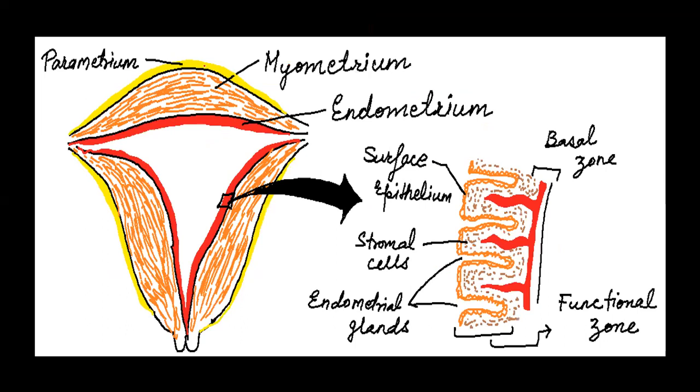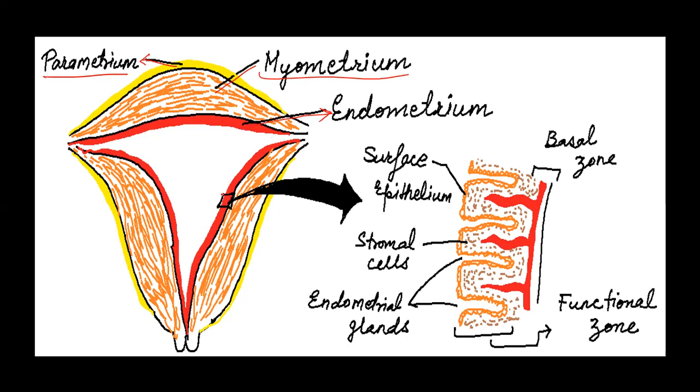So there are three layers of the uterus. One is the perimetrium, that is nothing but the peritoneal covering. The middle one is called the myometrium, that is the muscular coat or muscular layer. And the innermost layer is called the endometrium.